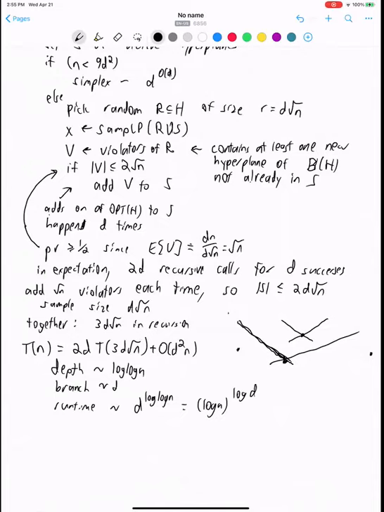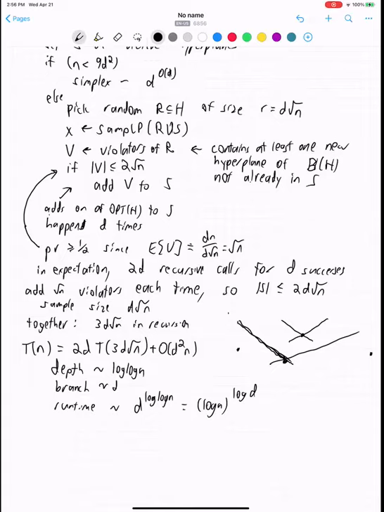Can I just make sure I understand where everything in the recurrence is coming from? Absolutely. So for the first term, the T of 3D root n, that's coming from doing sample LP on R union S. R is of size d root n, and S grows by root n at most each time, and we only grow it d times, so it's 2d root n. Yep. And the order of d squared n, I guess, is checking what the violators were.